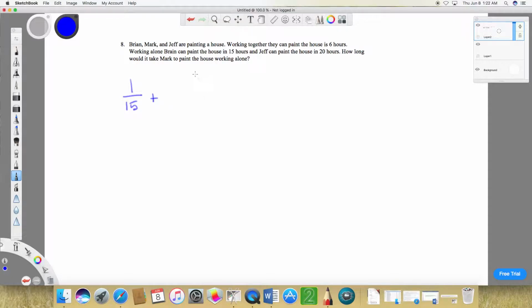And now x, the unknown, is going to be the length of time that it takes Mark to do the job working alone. So x is the hours for Mark to complete the job working alone. And Jeff, working alone, can complete the job in 20 hours, so his contribution on a per hour basis is 1/20th. Together, all three of them are getting 1/6 of the job done per hour.